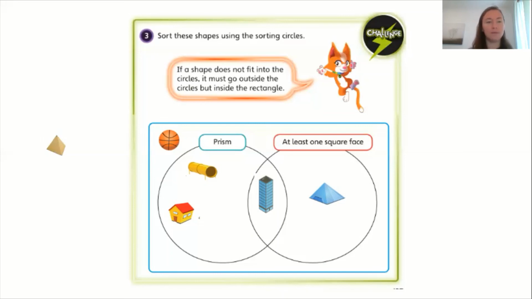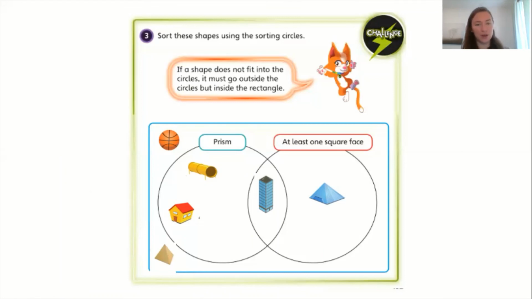The last one is a triangular based pyramid. I can see that the angle here is less than 90 degrees, so it must be a triangular based pyramid. Again, this means that it is not a prism and it does not have any square faces.